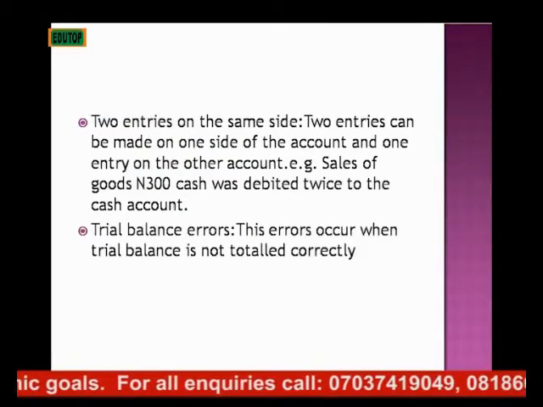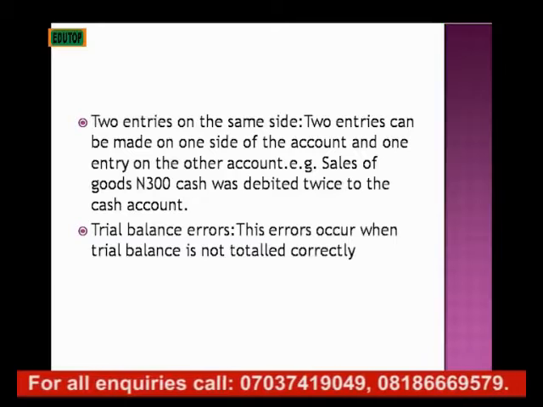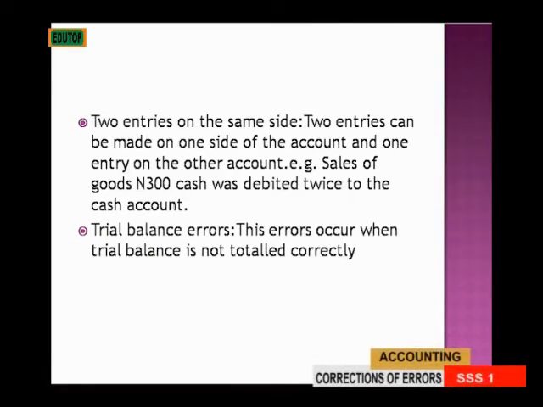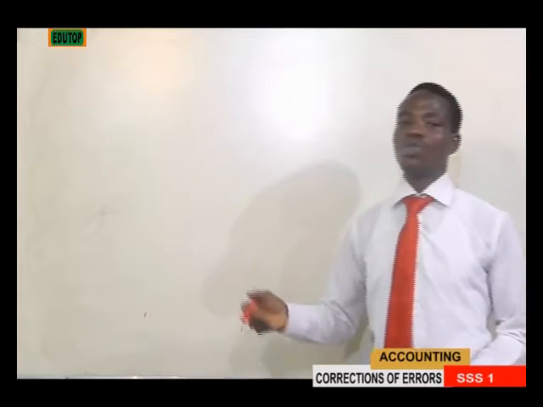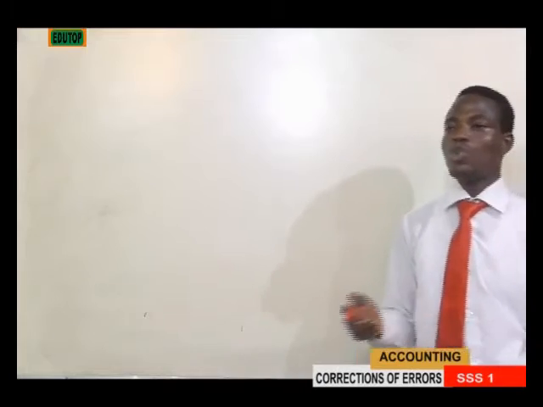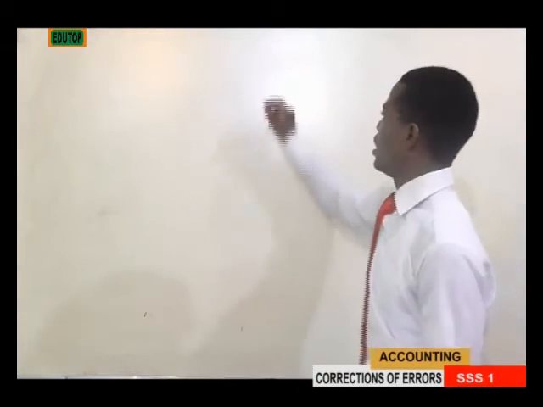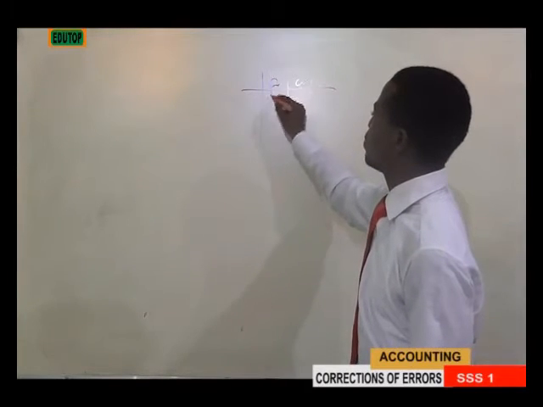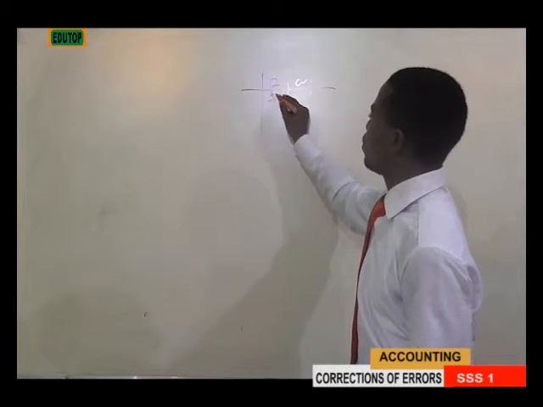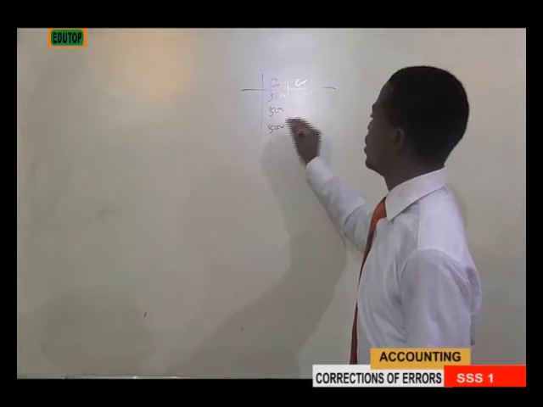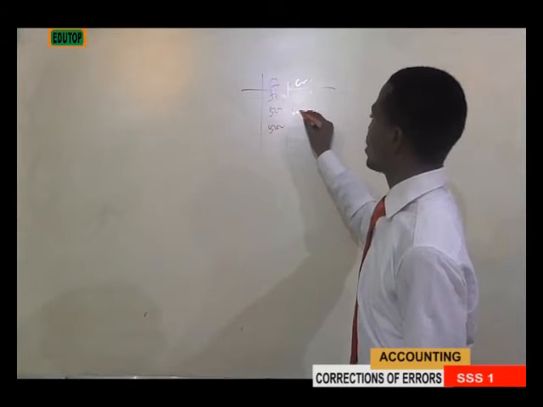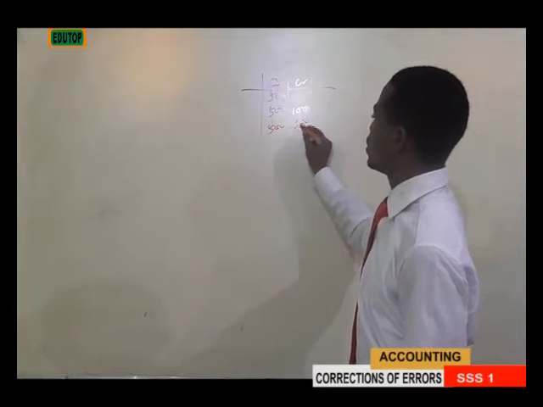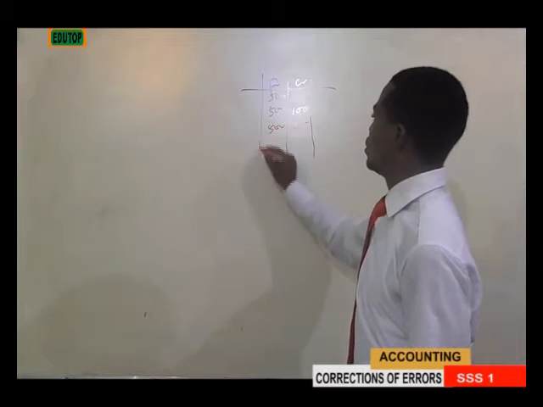So the last but not the least, we have trial balance error. This error occurs when trial balance is not totaled correctly. This is the aspect of figures, not to do with the item. At the point you are calculating the figure, let's take this trial balance. This is debit, this is credit, this is 500, 500, this is 500, this is 500, this is 1,000, and this is 500.